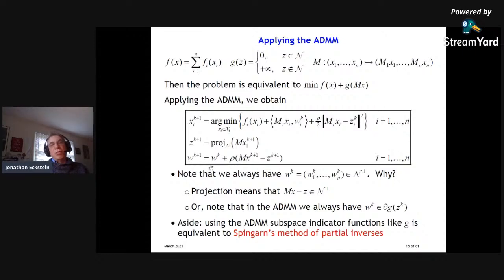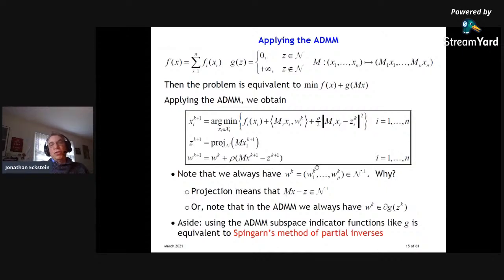And then you update these Lagrange multipliers basically based on how much disagreement there is between the information you had in the individual scenarios and what the average ought to be. Okay. Now, this was not obvious to some people, but you will always have in this case that the Lagrange multipliers are in the orthogonal complement of this non-anticipativity subspace. There are several ways of seeing that.